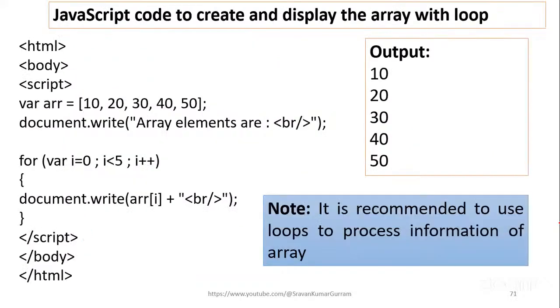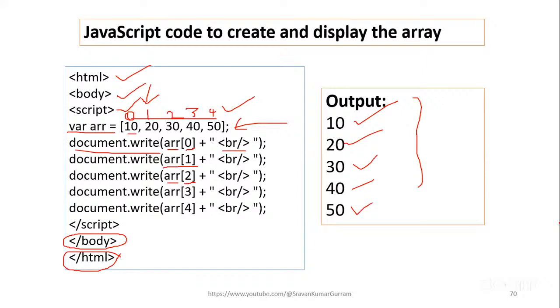Next example: in the previous example, we covered how to create the array and how to store the elements in the array. The important part is that while printing the array elements, we are writing 5 document.write statements. Observe, 5 document.write statements, because we have 5 elements in the array, we need to write the output statement 5 times. That is fine because we have only a limited number here.